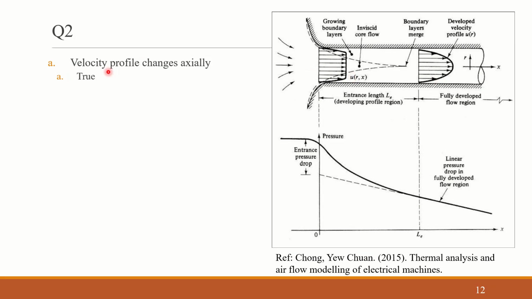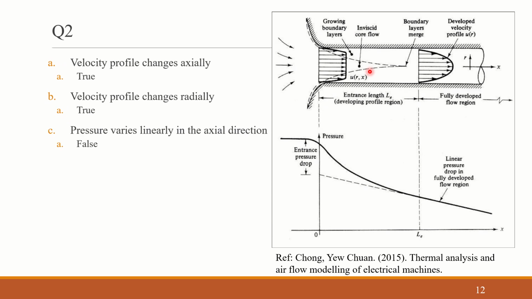Second, the velocity profile changes radially. Again, radially there is a difference. It is not constant, so again it is a true statement. So the first two statements regarding velocity are both true, because we are not in the fully developed region. We are in the developing region, and in the developing region the velocity profile changes radially and also axially.